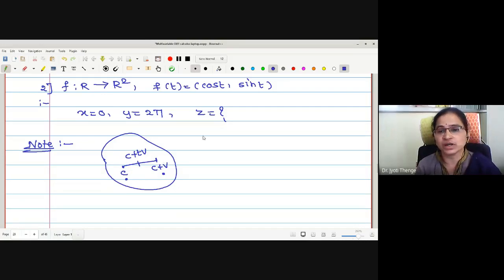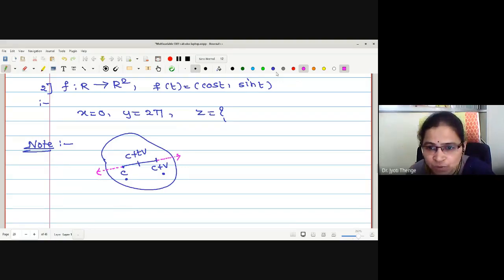If t takes a value greater than 1, then it will be on the line extended further. If t is less than 0, it will give you a point on the line extended backward. Is this point clear to everyone? C plus tV. Now we are going to write a different form for this one.